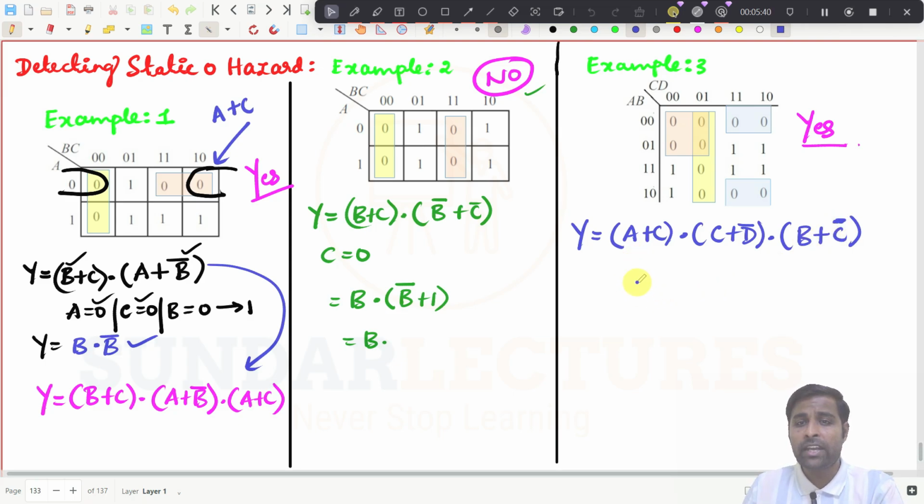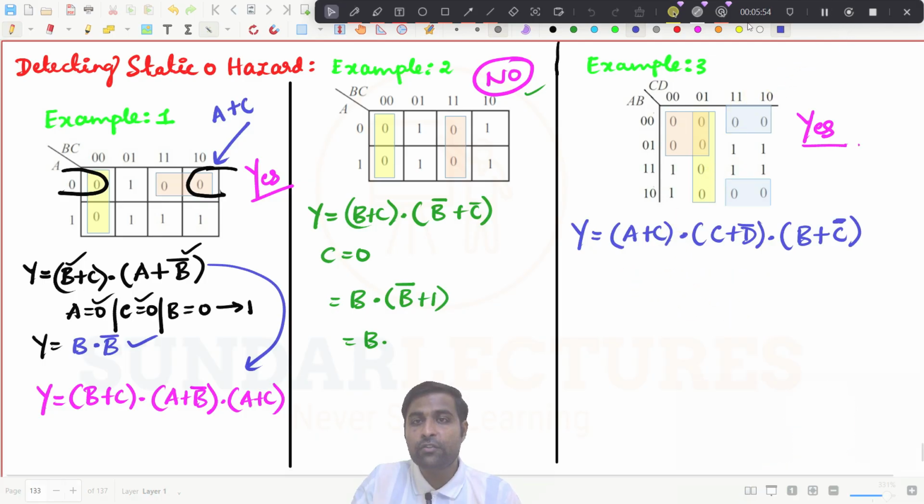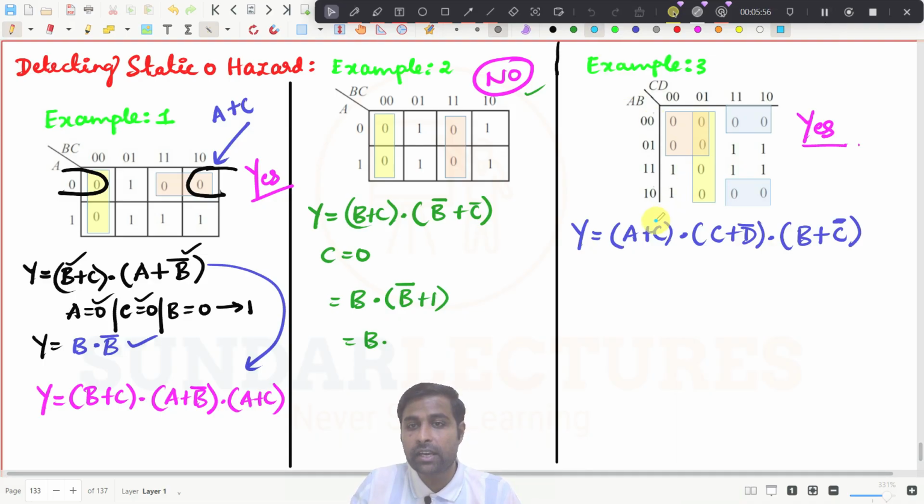So how many combinations of the inputs have the static zero hazard? That is what you have to understand here. So how will you find that one? Actually, you see here it is C and here it is C bar. So if you get C dot C bar, then obviously there is a glitch. You can easily conclude. So how will you get that particular term?